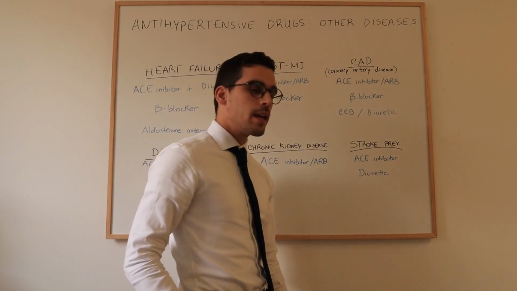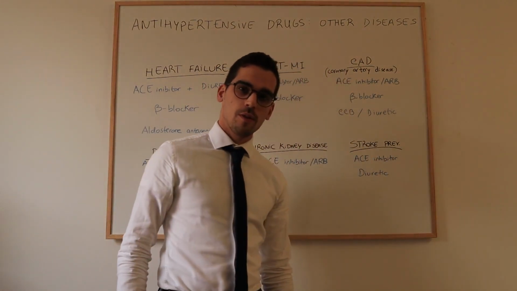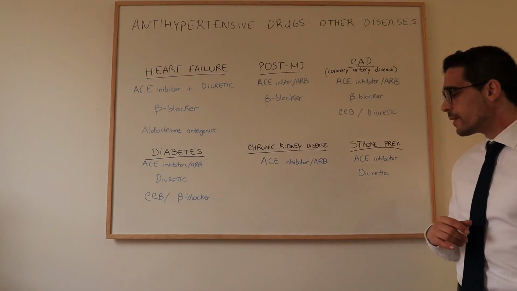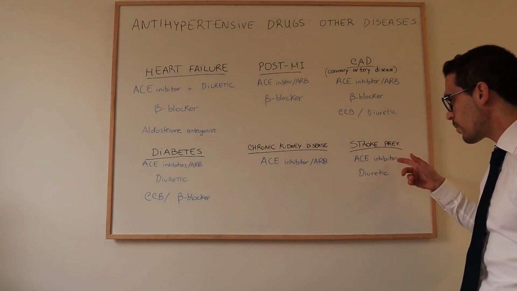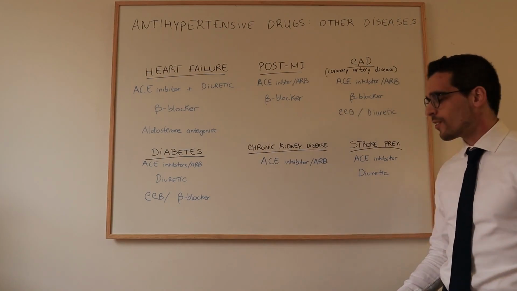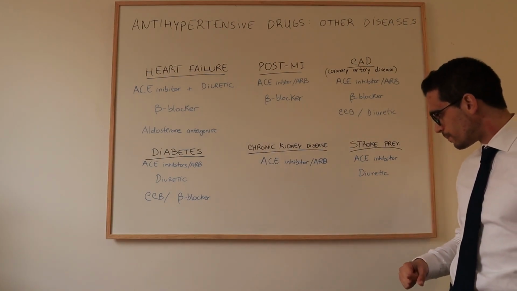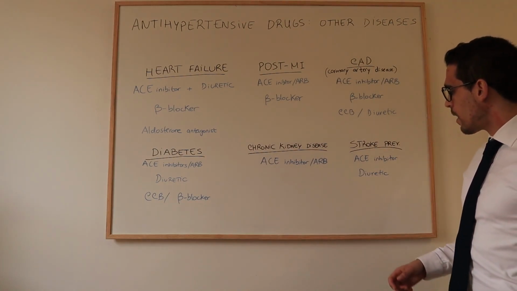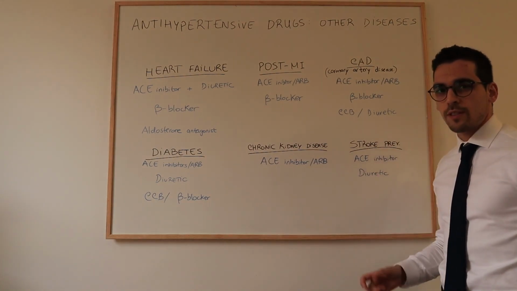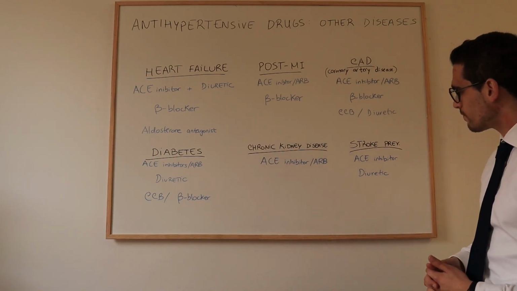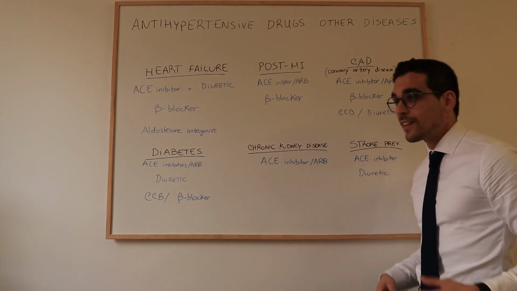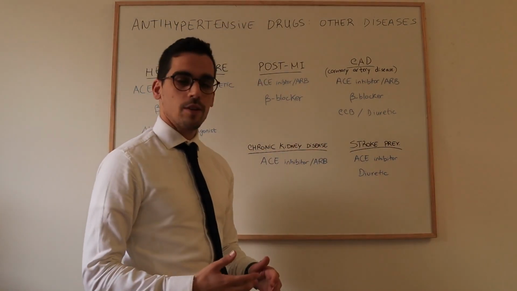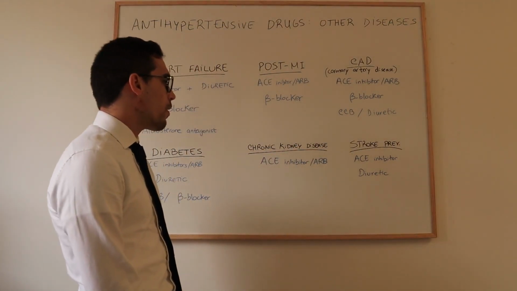And last of all, in patients that have a stroke, for stroke prevention, we give them preferably an ACE inhibitor, because it's cardioprotective, and a diuretic, normally a thiazide diuretic. And this combination is known to reduce the incidence of strokes, especially ischemic strokes. Okay, so that's pretty much it in terms of antihypertensive drug choice when patients get any other disease.